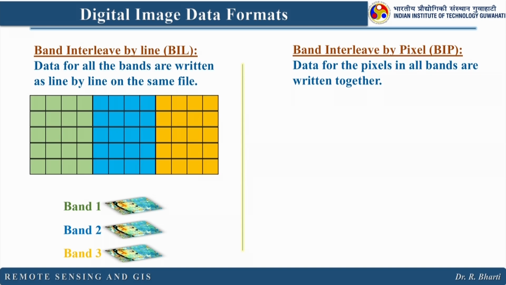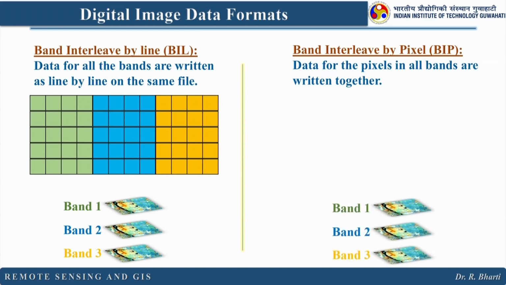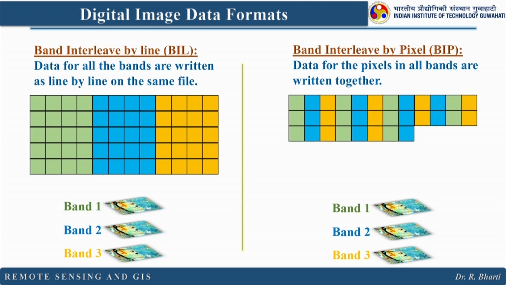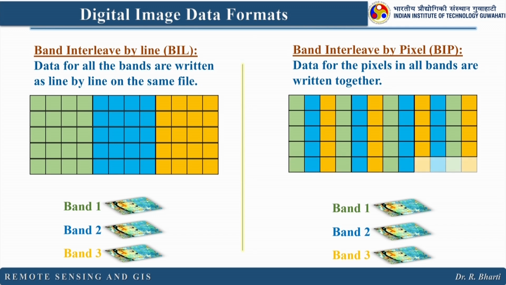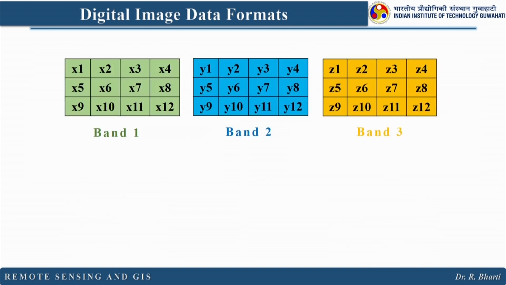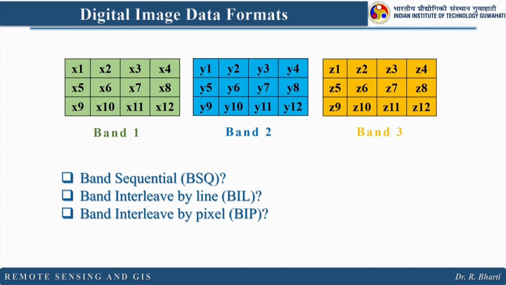Now we have the next one, which is band interleaved by pixel, where data for the pixel in all bands are written together. So, pixel wise: first pixel of first band, first pixel of second band, first pixel of third band, then second pixel of first band, second pixel of second band, second pixel of third band. Likewise, we will complete this data. Now we have understood the 3 different types of data format in which we can save our remotely sensed images. This is for your exercise. It is not like an assignment, but you can try writing all these band 1, band 2, band 3 values in 3 different file formats.